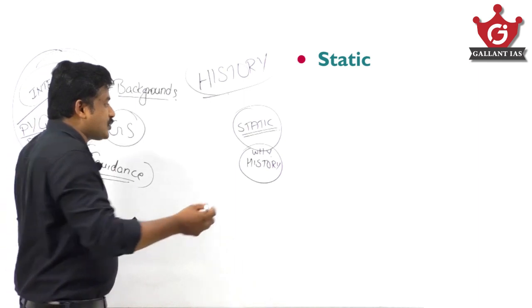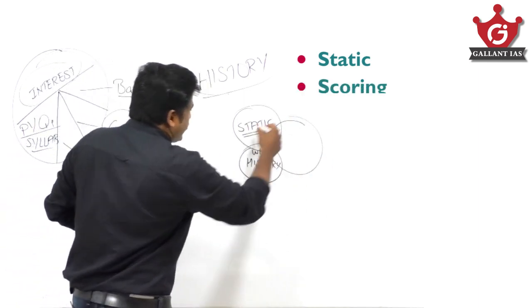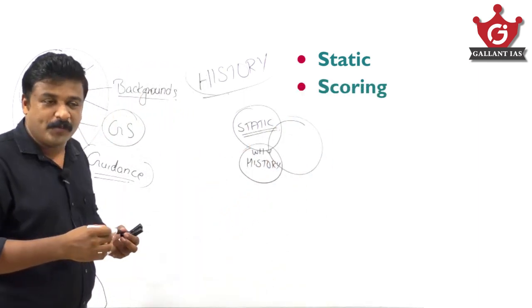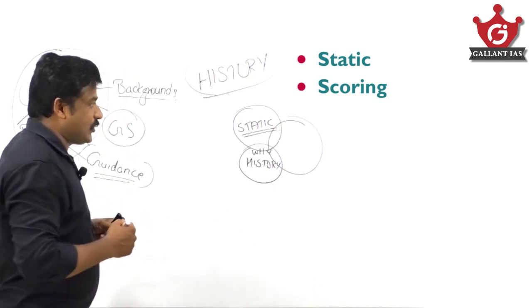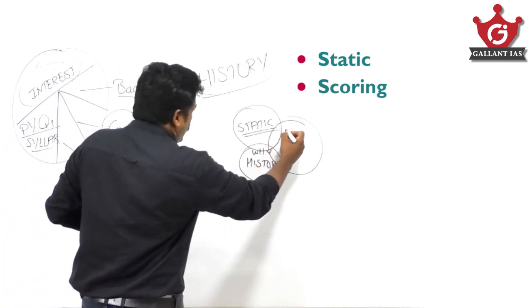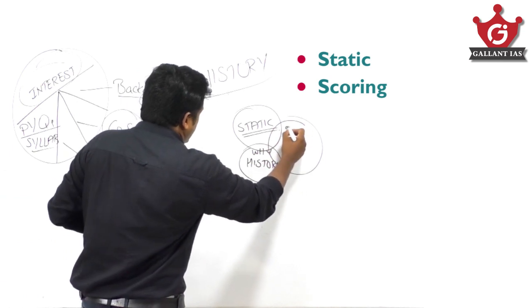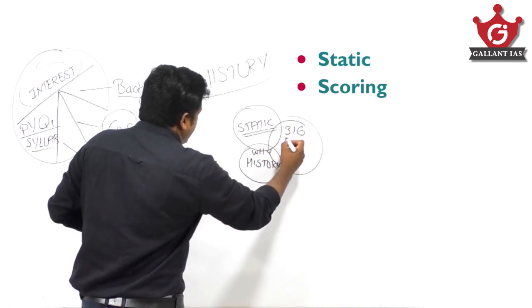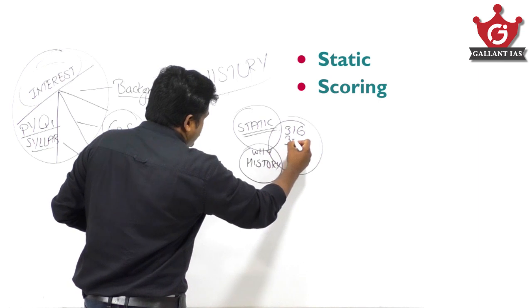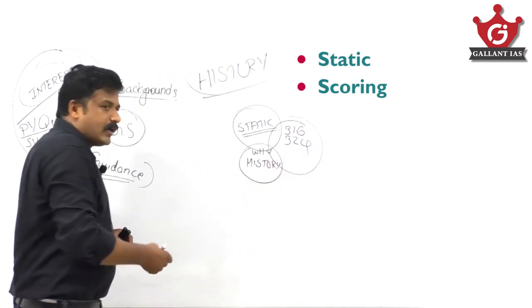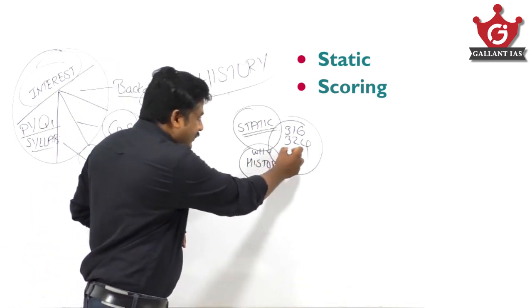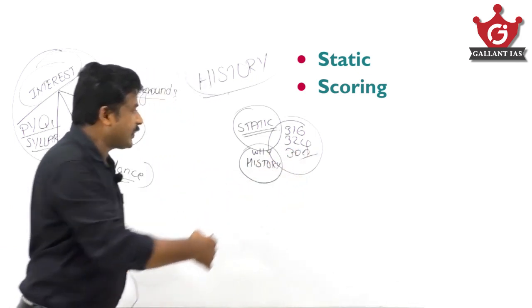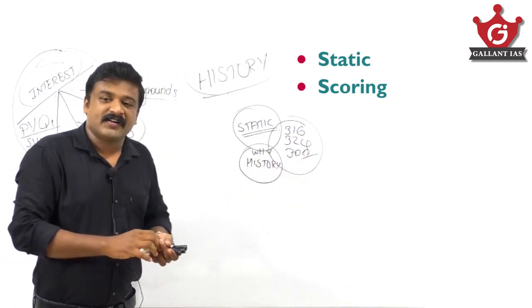That is one advantage. And many ask whether it is scoring. There is a popular rumor among aspirants that history is not scoring. Let me tell you, if you check 2017, I think the top history optional score was 316. Then in 2018, I think it was 324. In 2019, I don't know the exact number, but it is something around 300.